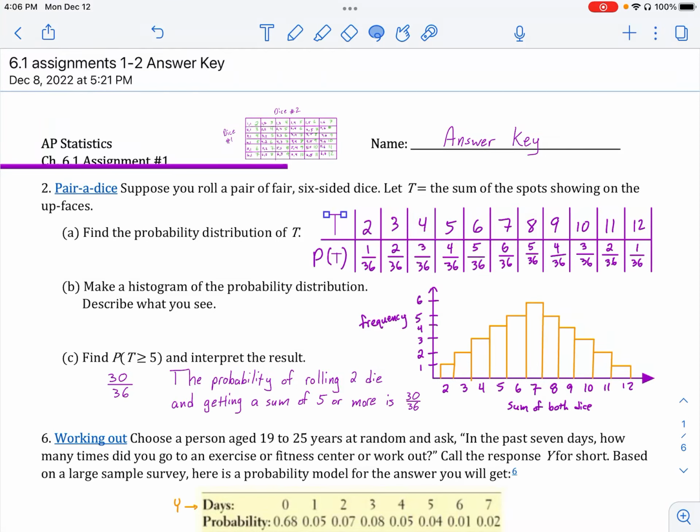Welcome. We're going to go through the chapter 6, assignment number 1.